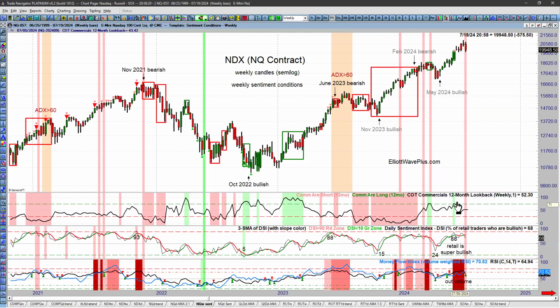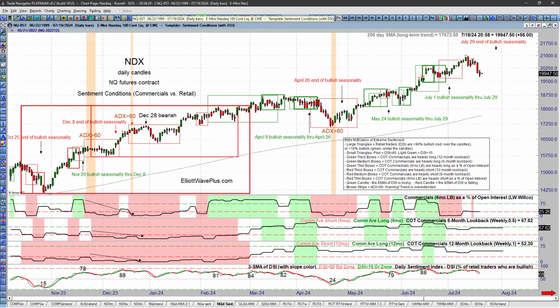You can see that on this weekly sentiment conditions chart, I already showed it to you moving out. We have retail extremely bullish, but we don't quite have commercials heavily short on the 12-month look back yet. But let's look at the daily sentiment. Okay, on the daily sentiment, so what I was showing you earlier was the weekly sentiment. The daily sentiment for premium plan subscribers shows three different measures of commercials positioning. And the commercials as a percent of open interest are now showing that they want to build their hedges. But the 6-month look back and the 12-month look back are still in the neutral zone. So we don't have a perfect storm here.